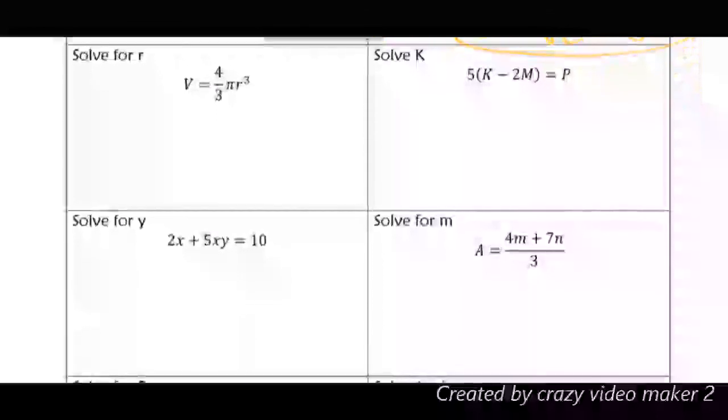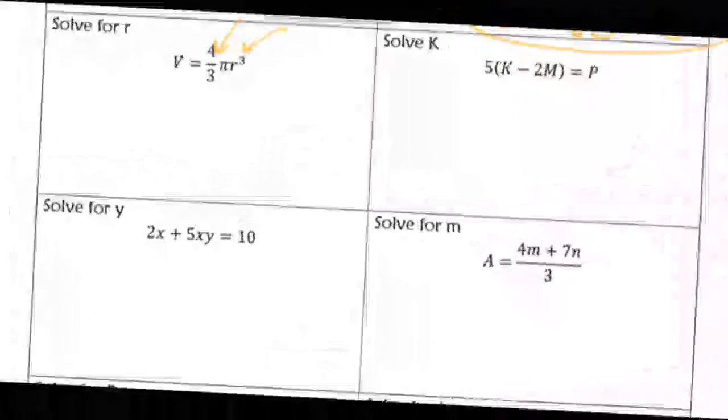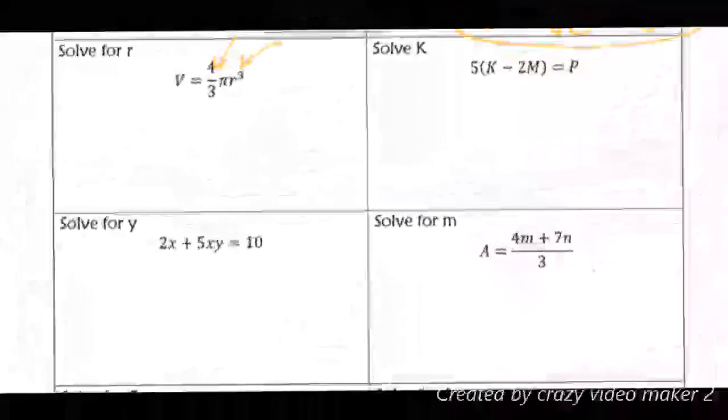And I'm going to do a few more with you. I'm trying to solve for r in, what's the volume of a sphere, I think. So I'm trying to get r by itself. Again, you really want to think about order of operations backwards. You're trying to cancel out an exponent and some multiplication.